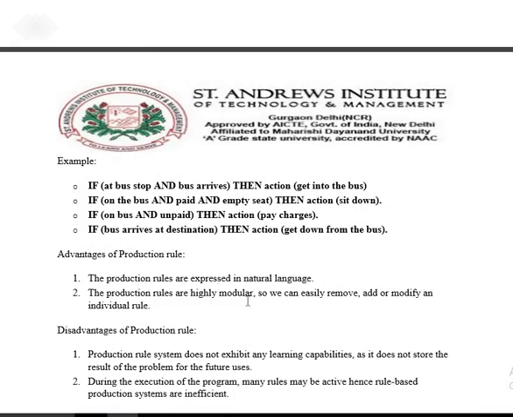Advantages: the production rule is expressed in natural language, which is a basis for use in NLP systems. The production rule is also highly modular, because it is easy to remove, add or modify individual rules. If the knowledge has the capability to add and delete information, the production rule can be easily formulated.